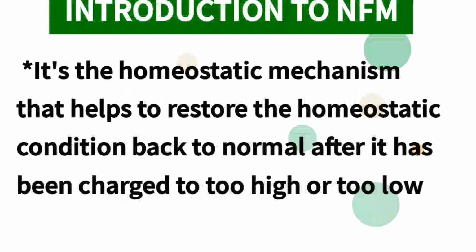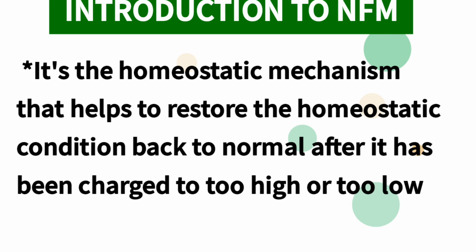So, our introduction to negative feedback mechanism. The negative feedback mechanism is the homeostatic mechanism that helps to restore the homeostatic condition back to normal after it has been changed to too high or too low. Here, the change is the stimulus that causes the sensor to detect the change and produce a response to restore the condition back to normal through the effector. Hence, the effector response is always opposite to the stimulus.